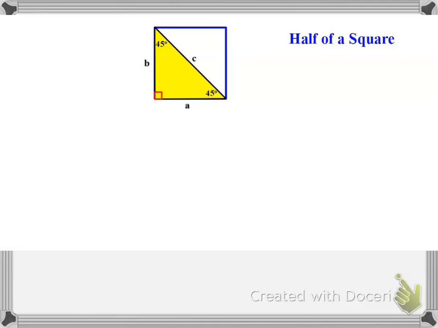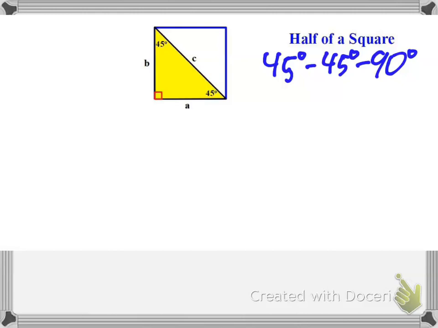And the way we are going to name this, since this is half of a square, what we're looking at is this triangle right there. We're going to name it by its angles. So notice it has a 45-degree angle, another 45-degree angle, and then a right angle because it's a square, right? And so we are going to call this a 45, 45, 90 right triangle because the angles are 45 degrees, 45 degrees, and 90 degrees.